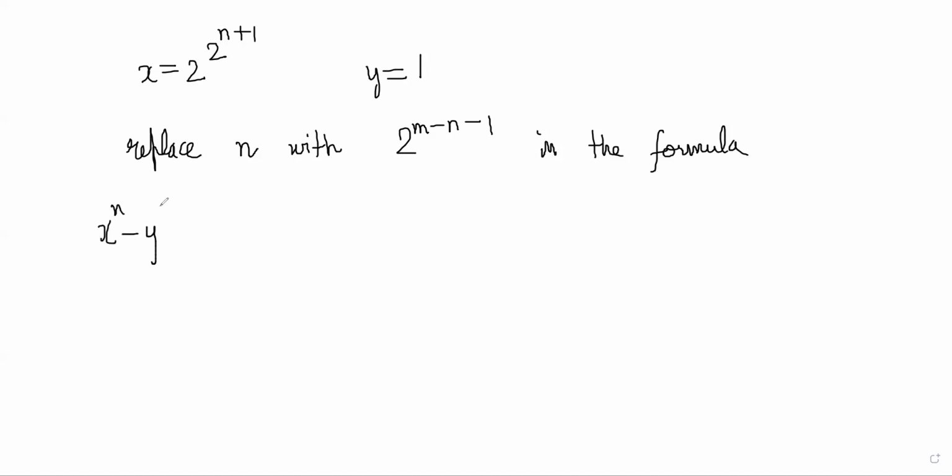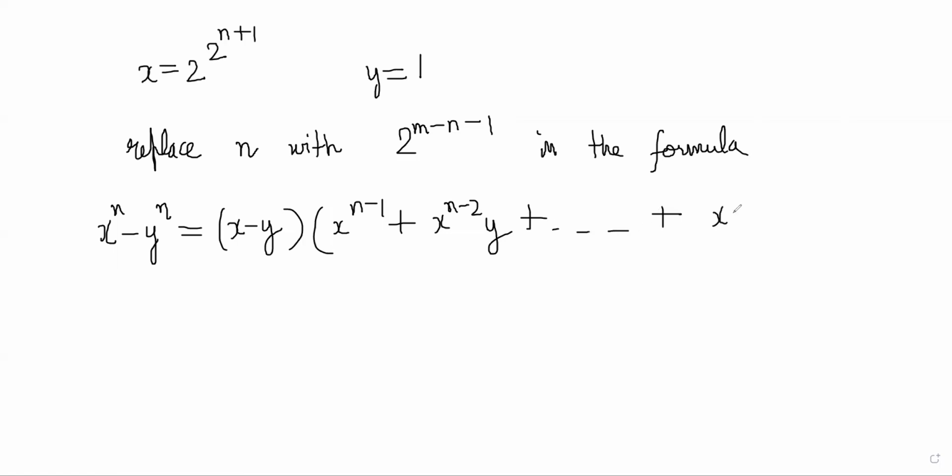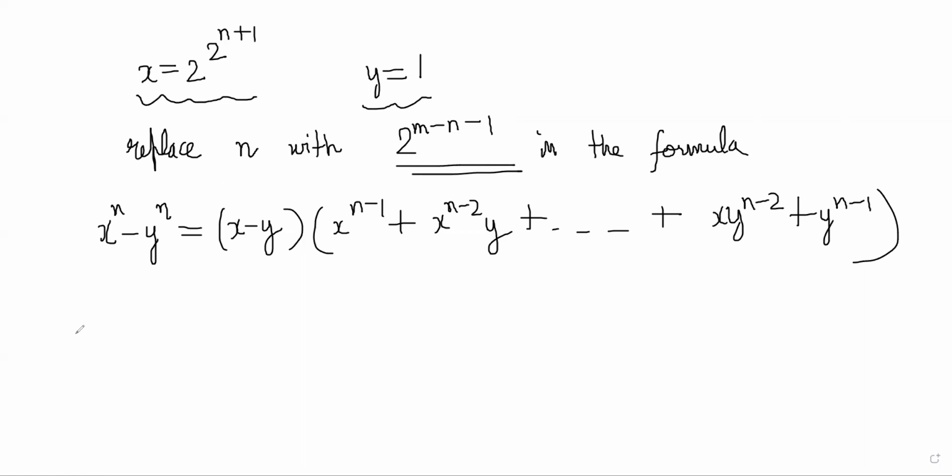x power n minus y power n is equal to x minus y times (x power n minus 1 plus x power n minus 2 y, and so on till x y power n minus 2 plus y power n minus 1). So in this formula, take x as this, y as this, replace n with this. You will realize that the left hand side will become f of m minus 2. And you will be able to prove it. So try that out as well. We have already done one proof and I have shown you the next one, how to do it. Okay, let's go on to the next question.